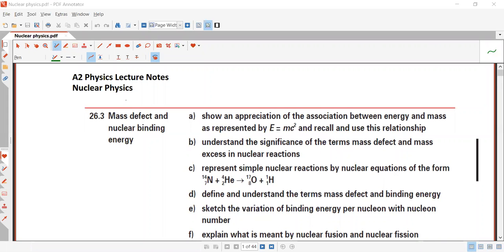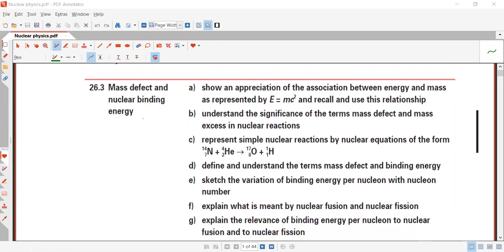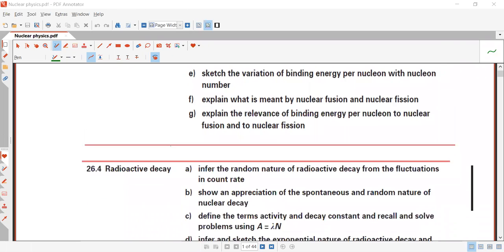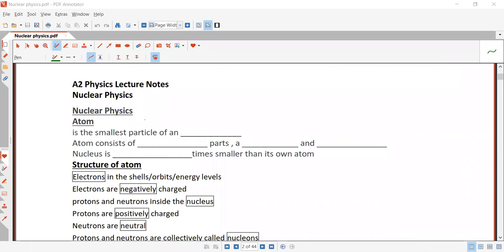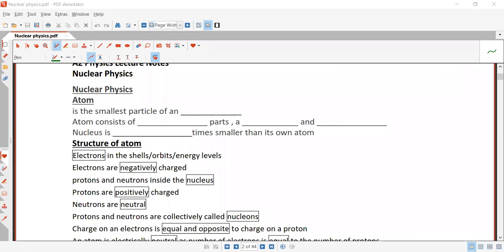After completing quantum physics, we're going to start nuclear physics. Here are the course outlines for that. You can read them. I'll be sharing this file with you. So, let's start with the very basic concepts to start this chapter.